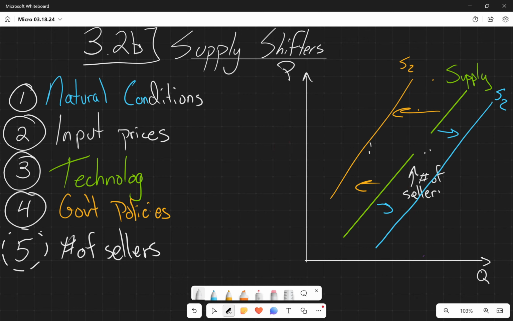Obviously, if there's a decrease in the number of sellers, if we had a building inspector that came in and did a thorough sweep of all the houses, probably would take 10% of these 100-year-old houses off the market and be like, nah, you can't have people live here, right? That would be a decrease in the number of sellers. And so then that would shift our supply to the left.